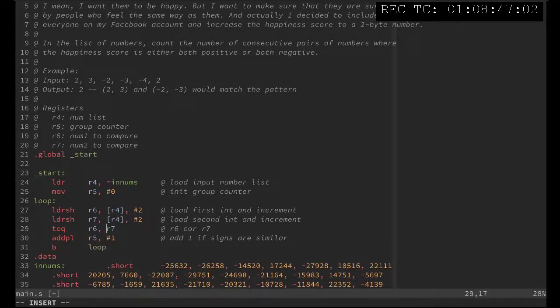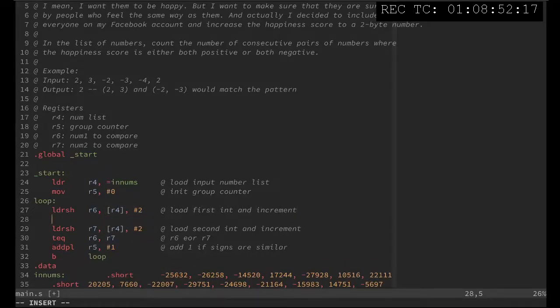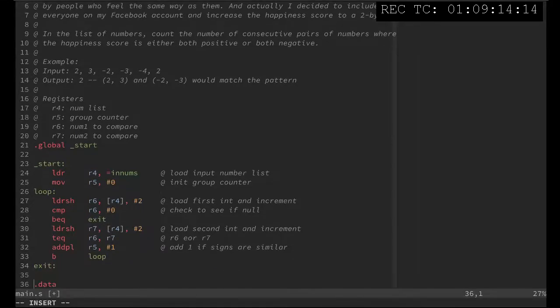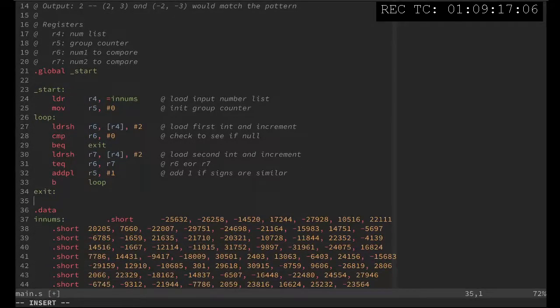The other thing that we need to do is actually find an exit condition here. And so we'll put it right here. If this first number that we read is 0, then we need to get out of the loop. And then again, we'll just use exit. And so here we'll put our exit label. And now all the hard work is done. This will compare every two numbers, and if they have the same sign, it'll add 1 to our counter. If not, it will not add 1.